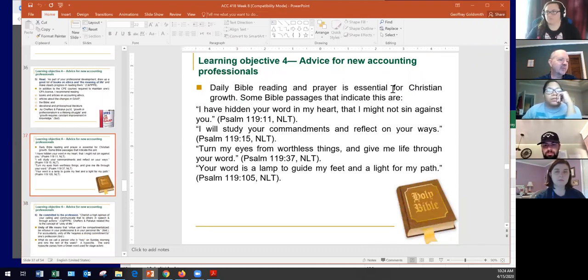Daily Bible reading and prayer is essential for Christian growth. Some Bible passages that indicate this are: I have hidden your word in my heart that I might not sin against you. I will study your commandments and reflect on your ways. Turn my eyes from worthless things and give me life through your word. Your word is a lamp to guide my feet and a light for my path.